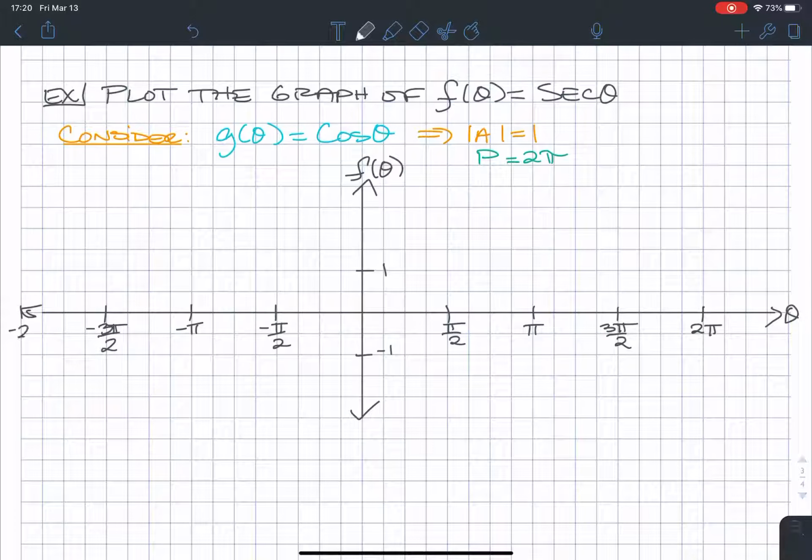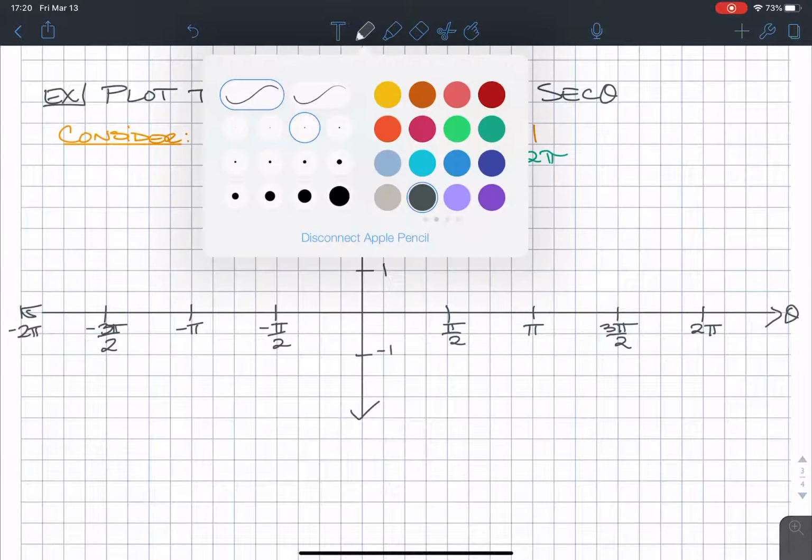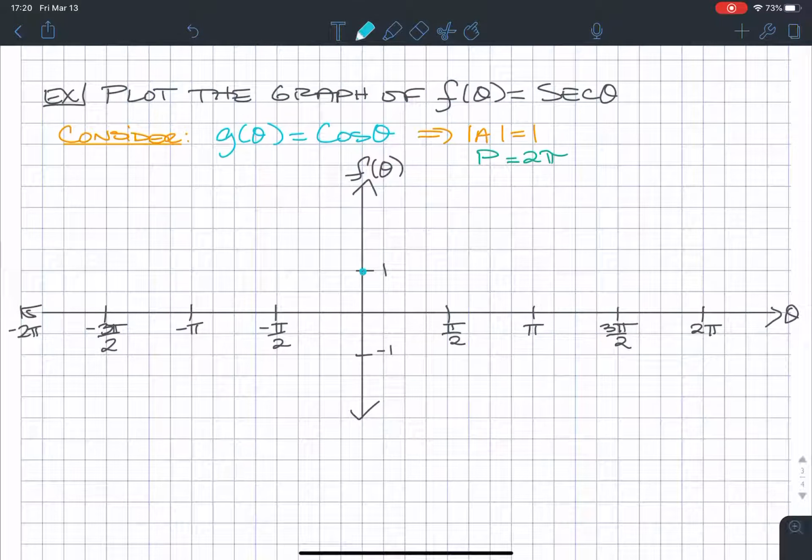and negative 2 pi. So cosine starts at amplitude and is a reflection of itself about the y-axis because it's an even function. So we start at amplitude, go down, down, then back up. So cosine, which is our guide for secant, will look like so.